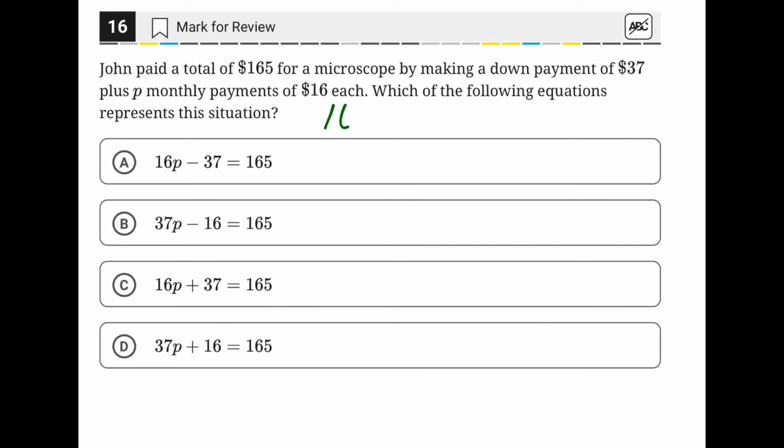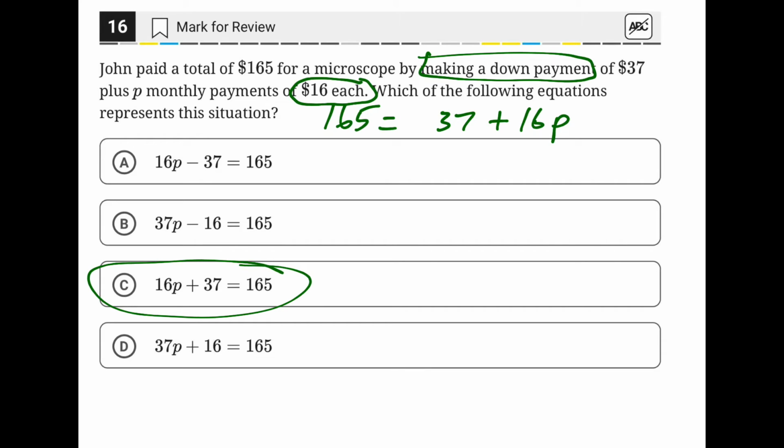We have a total cost of 165, and then we have 37 and 16. One of these is a recurring cost, the other is a one-time fee. 37 is a down payment, that sounds like a one-time fee. And $16, we see one of our key words, like each, every, and per. So that means that one has the variable. So if I rearrange things a little bit, that is the same thing here as C.